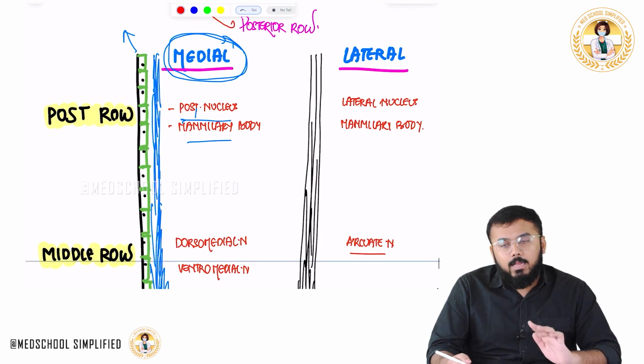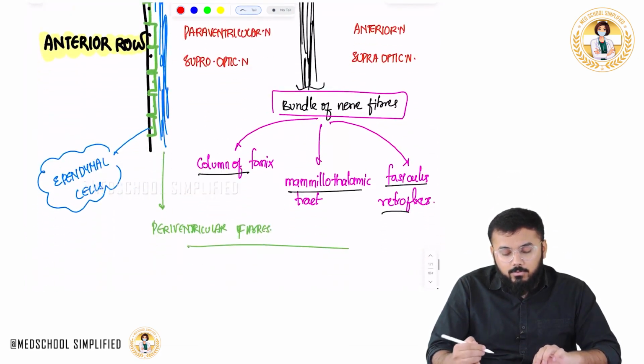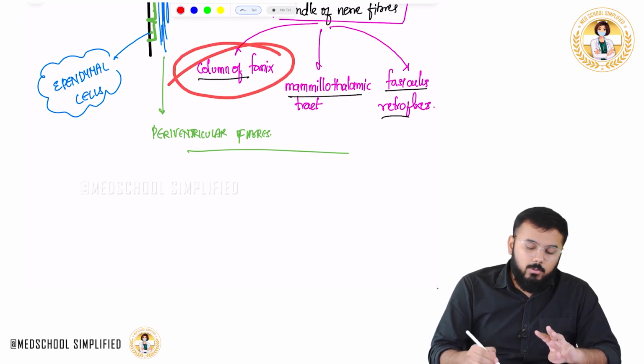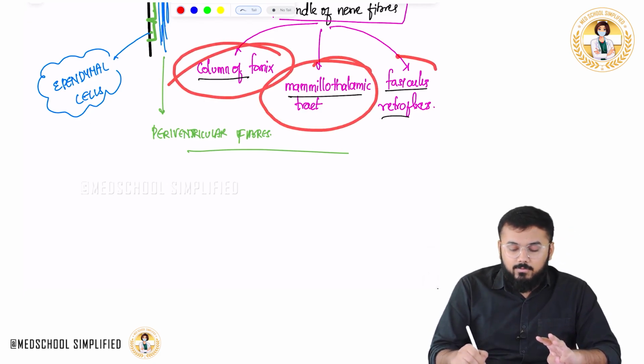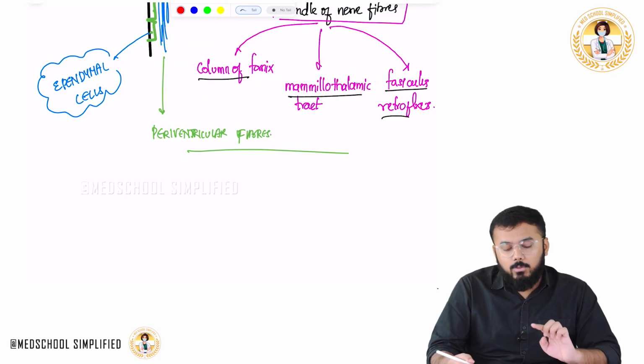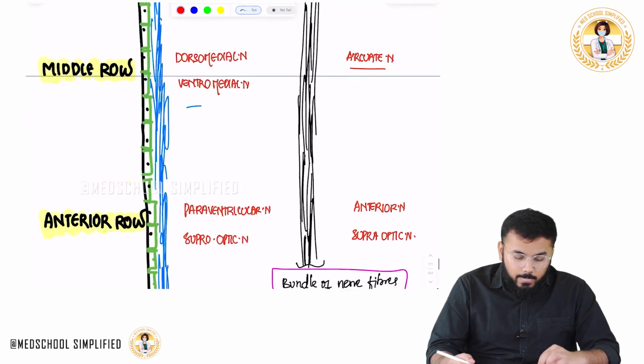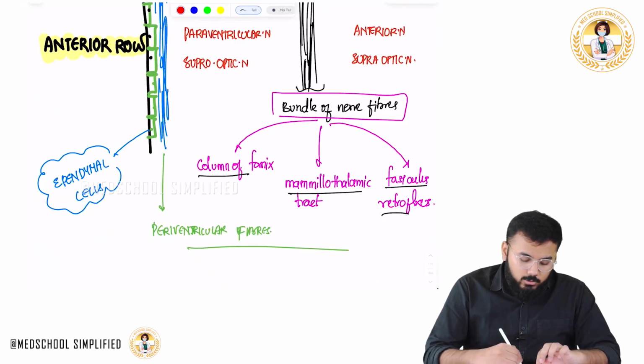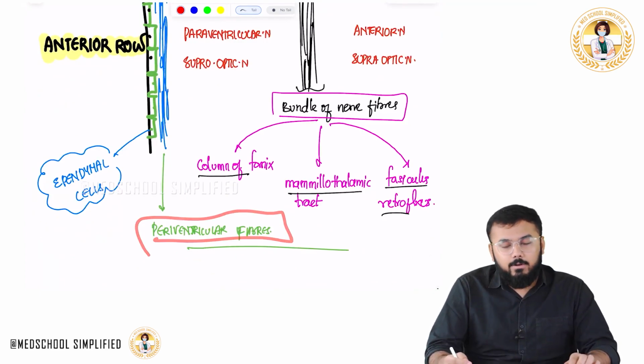So between the medial as well as the lateral nuclei, this bundle of fibers comprises three types of fibers: column of fornix, mammillothalamic tract, and fasciculus retroflexus. I will tell you about these three things later on. Next, between the medial nuclei and the ependymal cells, this group of fibers is called your periventricular fibers.